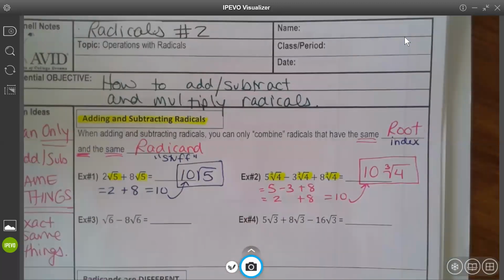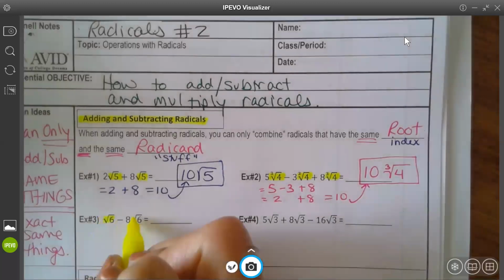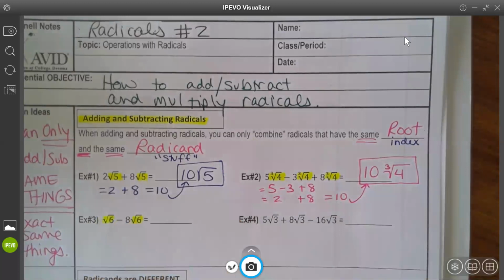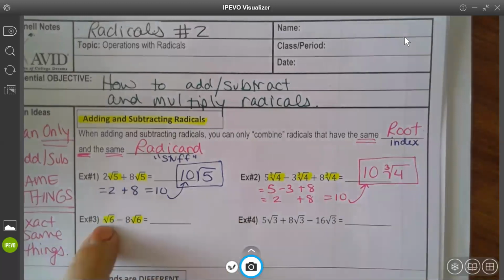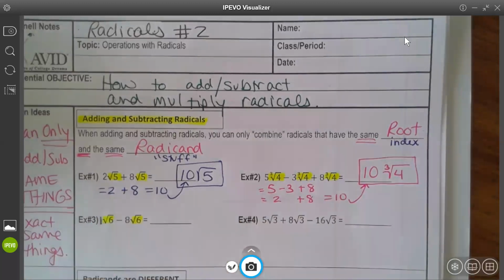Okay, number 3. I have square root of 6, square root of 6. Are those things the same things? Yes, they are. Here's the question. How many square roots of 6 are right there? There is an invisible 1 square root of 6.